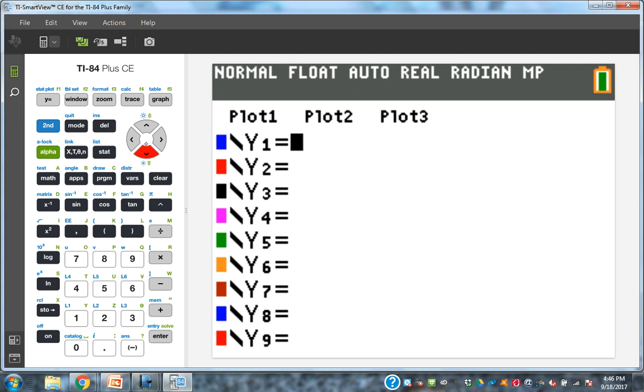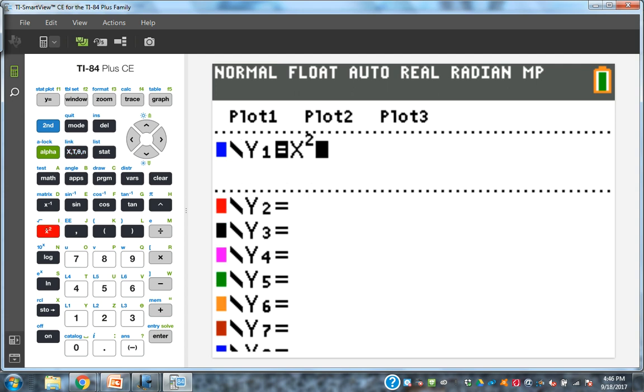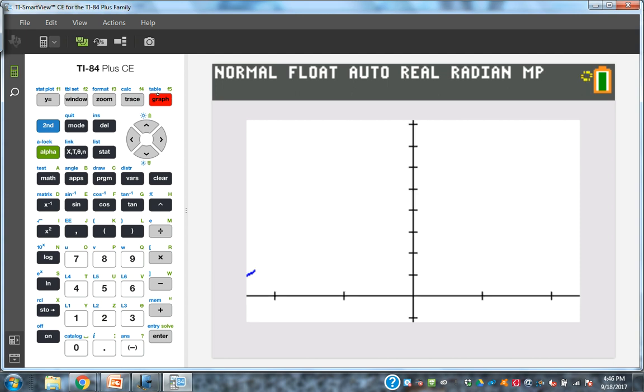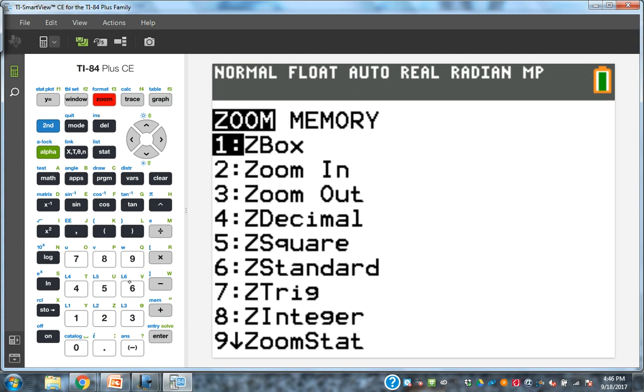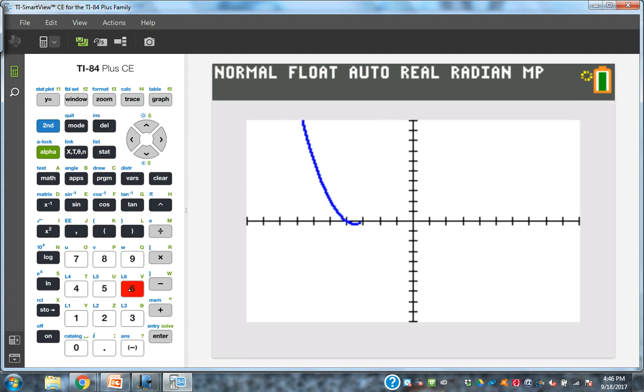Make sure you've got your plots turned off and then type in the equation. We've got x squared. X is right there beside the green alpha button. Squared is right above log. Plus 7, and then another x, and then plus 12. And I'm going to hit graph, and I'm going to have to do something else to get my picture to look right, because I only see part of the graph. Zoom 6 to go back to the standard window. That gets you a good-looking parabola there.